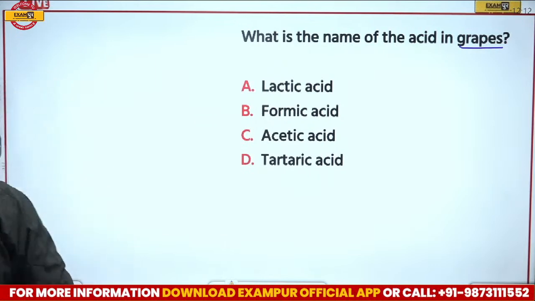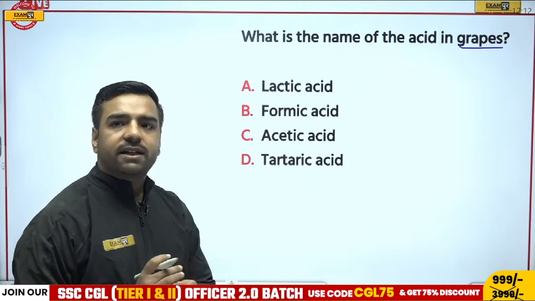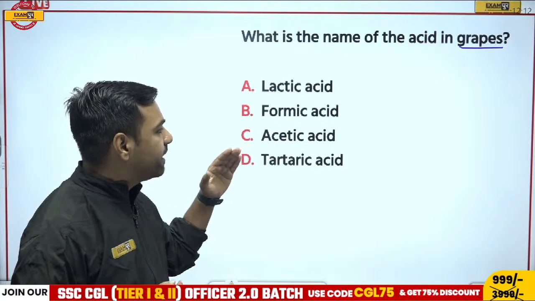Answer please. Can you give the answer? Name the acid which is present in grapes. Is it lactic acid, formic, acetic or tartaric?